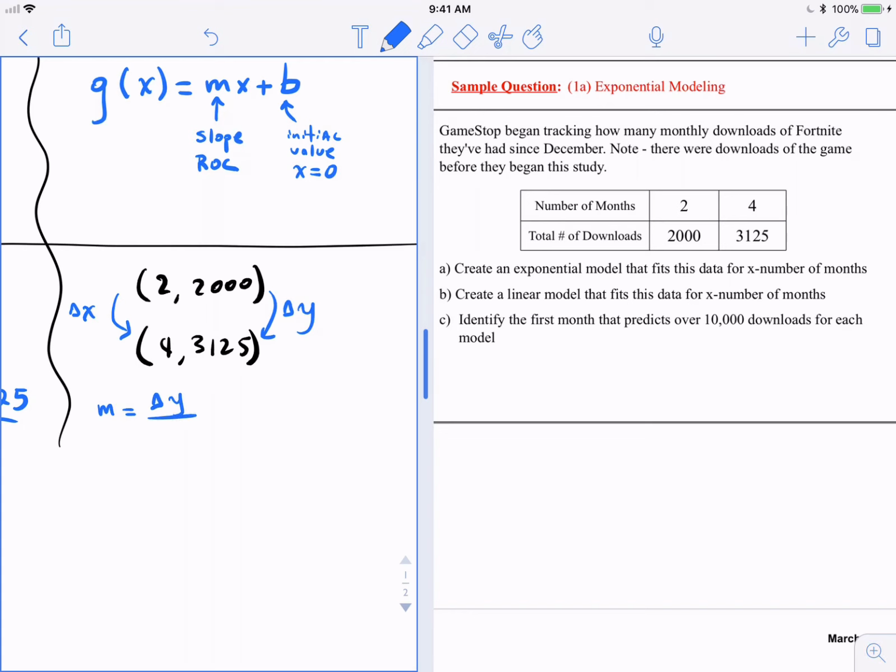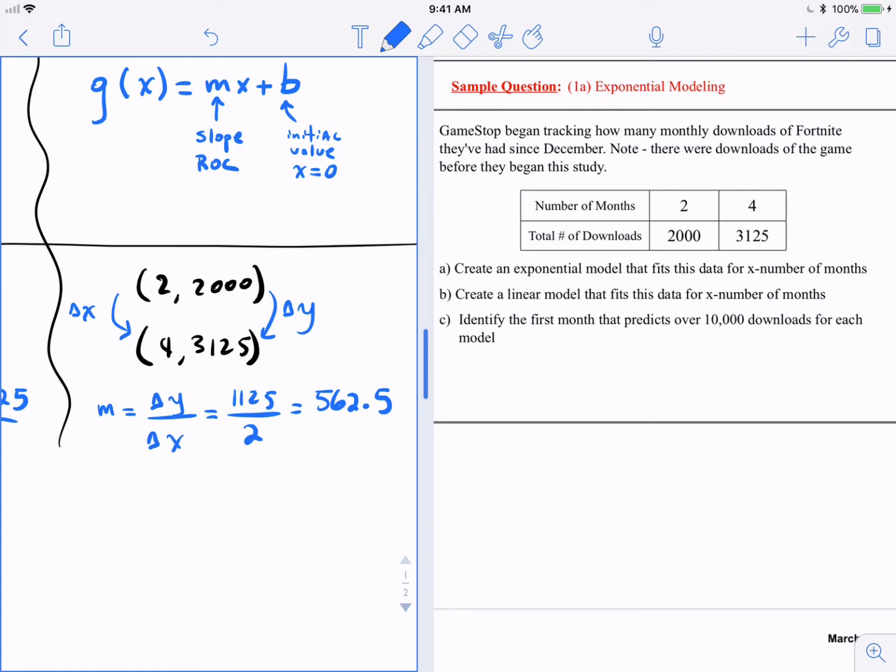So the change in y here, you can do even without a calculator. It looks like it's 1125. At the same time, x increases by 2. Now this is going to be a decimal. We could leave it as an input. Okay, so that's my m value.